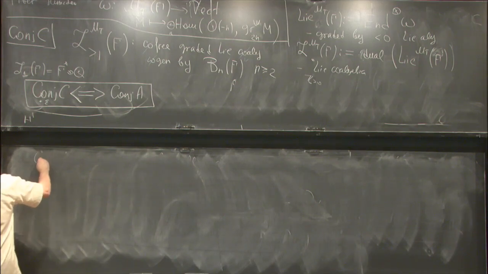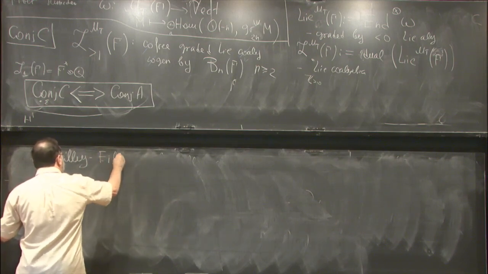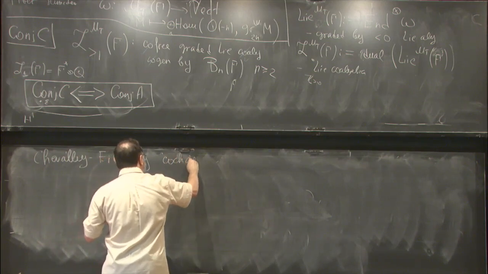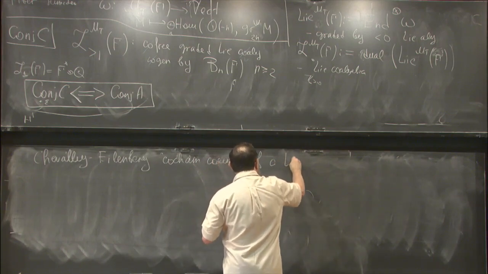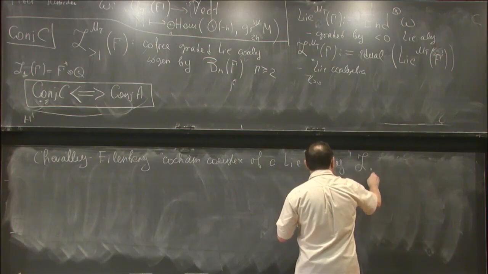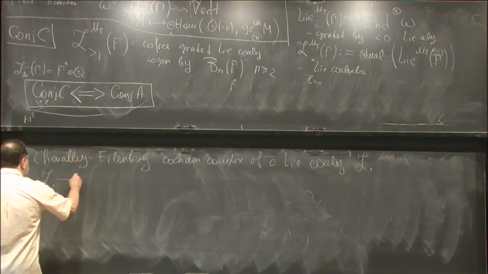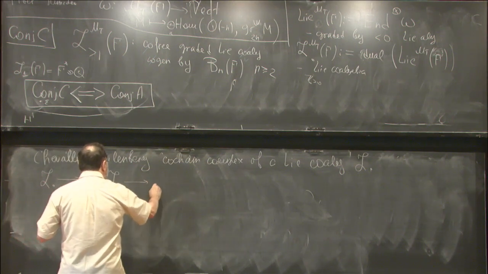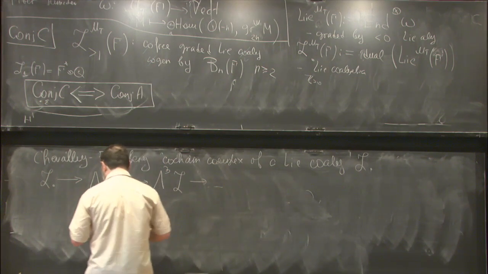So let me remind you what is a Chevalley-Eilenberg cochain complex. It's very well known, but still, of a Lie coalgebra L. So this is just the following complex. It takes this Lie coalgebra L. Then you go to the second exterior square of this L. Then you go to the third exterior cube of this L, and so on, and you keep going.